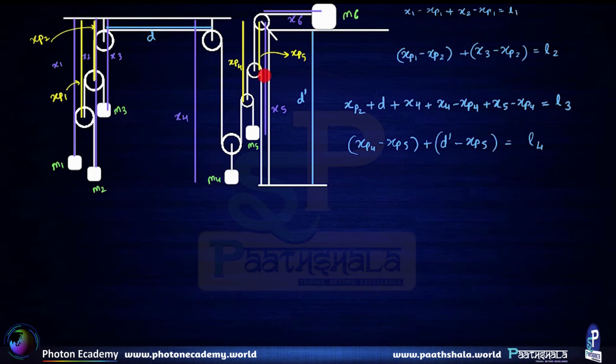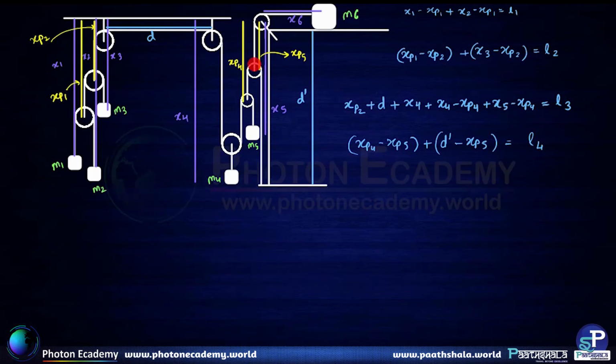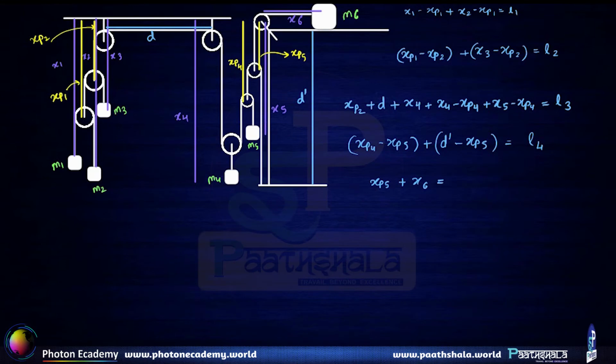So this is what we did, and now we get the fifth and the final string, for which we can clearly write down xp5 plus x6. This is going to be the length of string 5. So xp5 plus x6 is equal to length of string 5. So these are the 5 equations which, on double differentiating, will give us the relation between the accelerations.